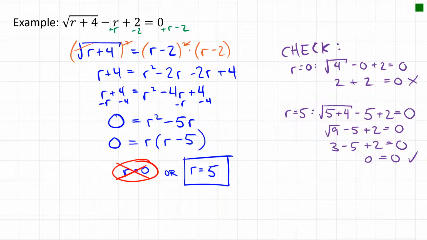So interestingly, we had two solutions. One of them we had to reject because it didn't make sense when we put it in the original equation, but the second one we get to keep. So this only has one valid solution.